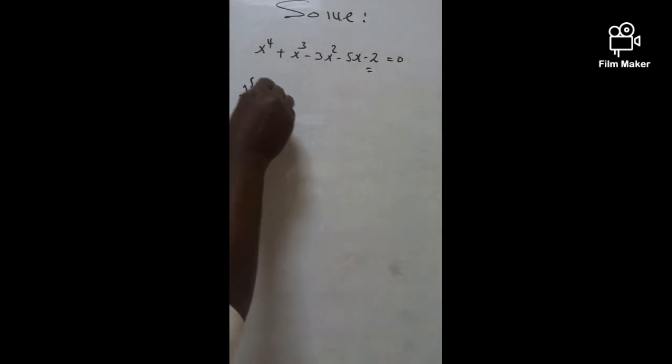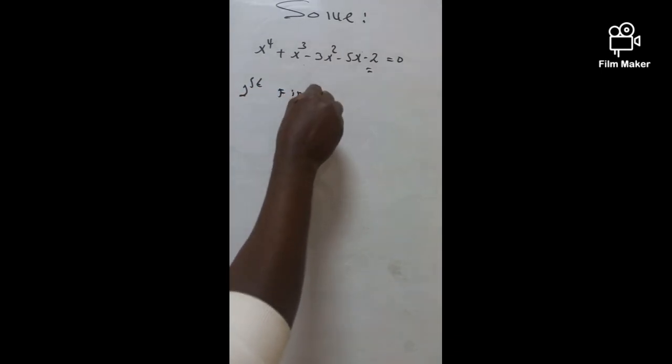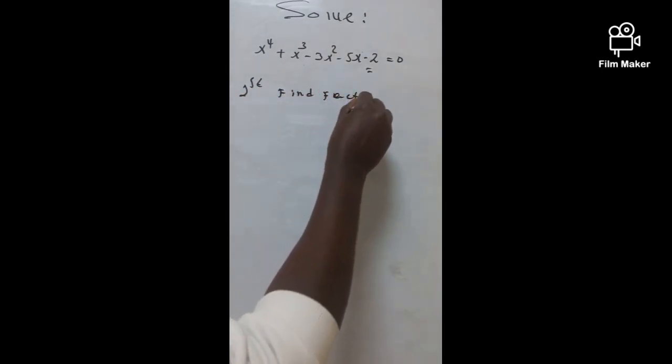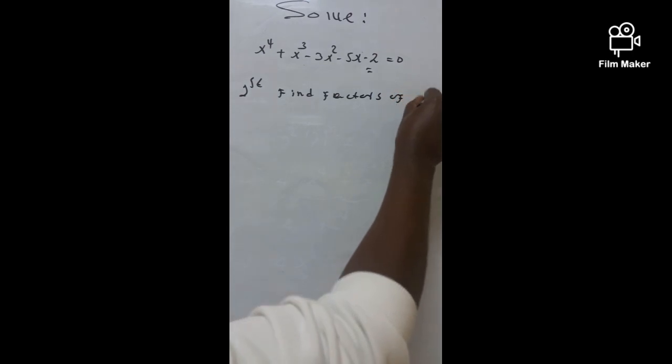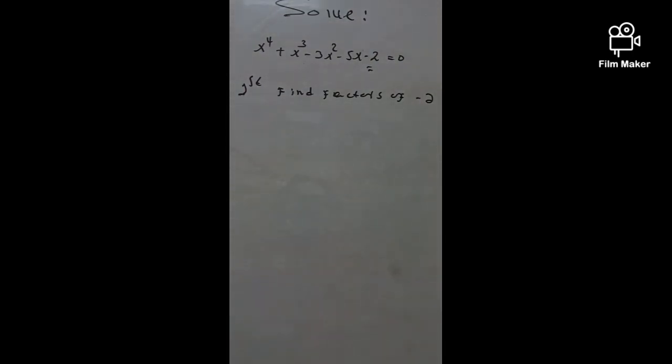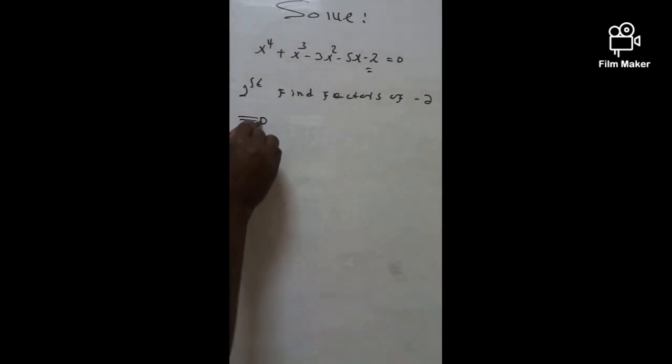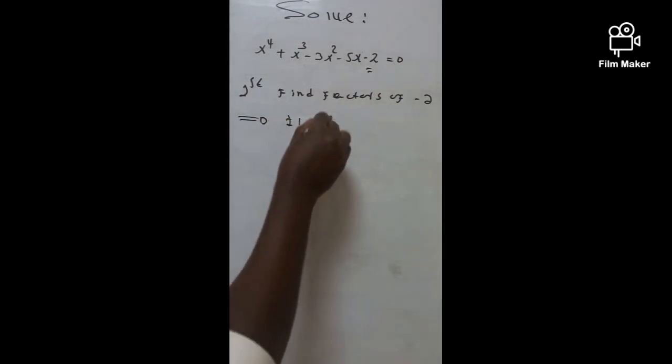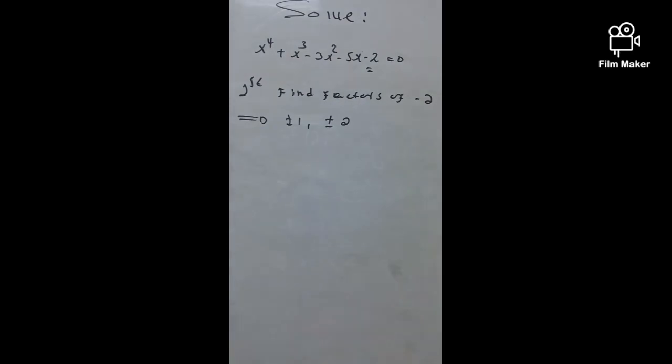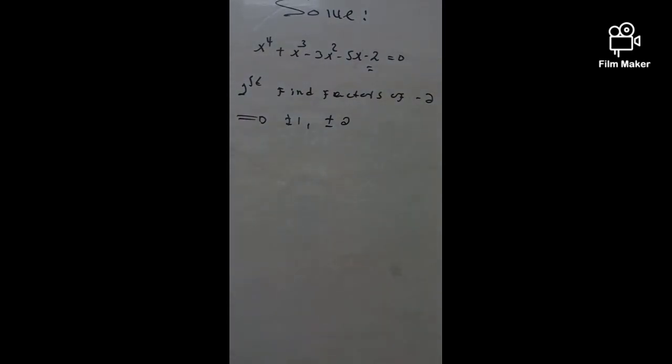So, at the very beginning, first find factors of the constant minus 2. So, what are the factors for minus 2? So this implies that plus or minus 1 and plus or minus 2 are the factors for minus 2. And then our next step is going to be what?